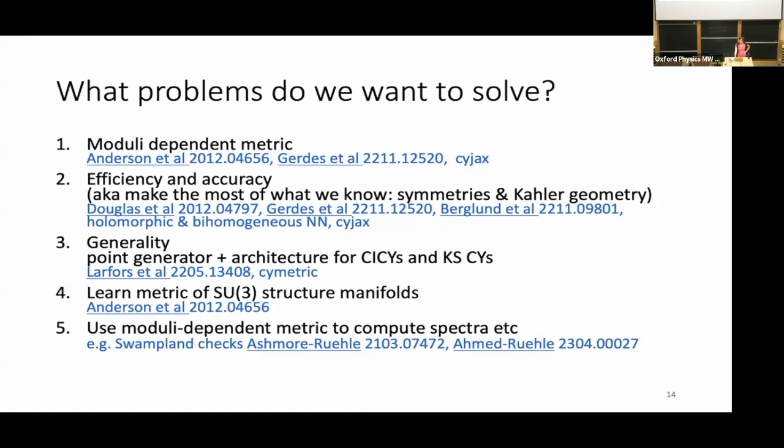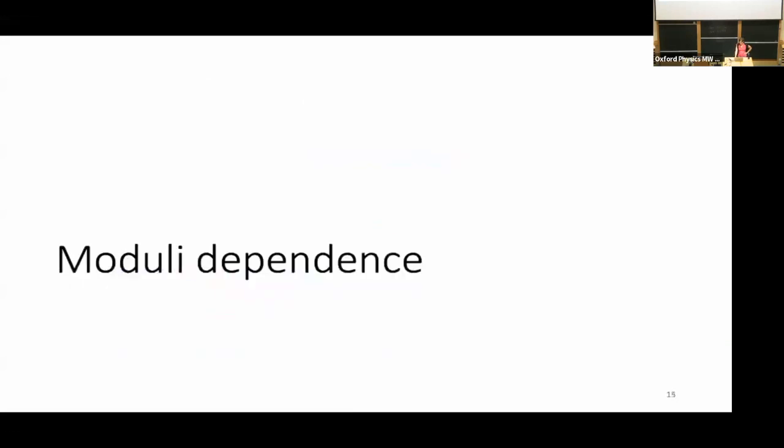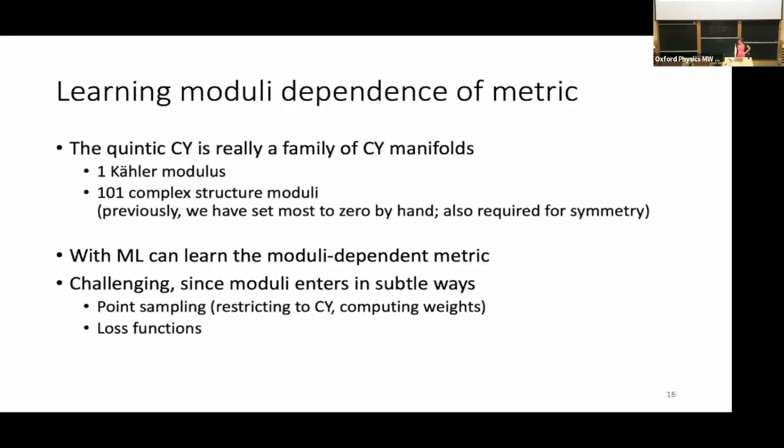Okay, great. Great to have all these questions. So just some comments on these things. Moduli dependence, we've already talked about a bit. I just wanted to show some more examples of where this has been addressed. We've already said these things. Any Calabi-Yau, when we say the quintic, for example, it's really a family of Calabi-Yau manifolds. We have the parameters or the moduli that we need to take care of.